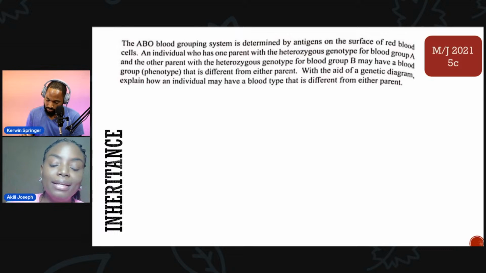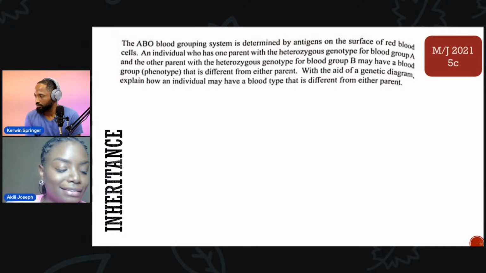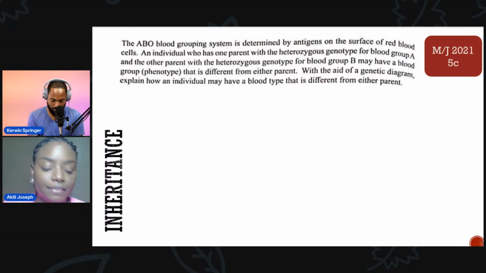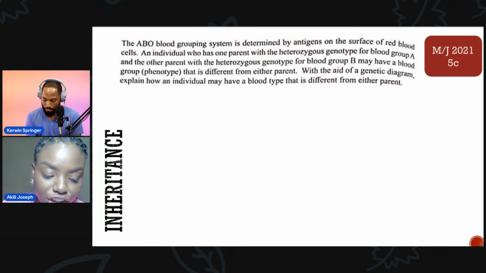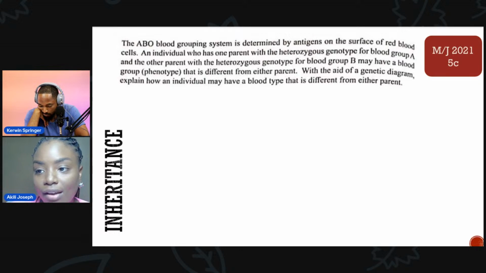Okay. Now we get into blood types. This is another one that they really commonly test, right? So you have the ABO blood grouping system, which is determined by antigens on the surface of red blood cells. An individual who has one parent with the heterozygous genotype for blood group A and the other parent with the heterozygous genotype for blood group B may have a blood group phenotype that is different from either parent. With the aid of a genetic diagram, Punnett square, explain how an individual may have a blood type that is different from either parent, right?